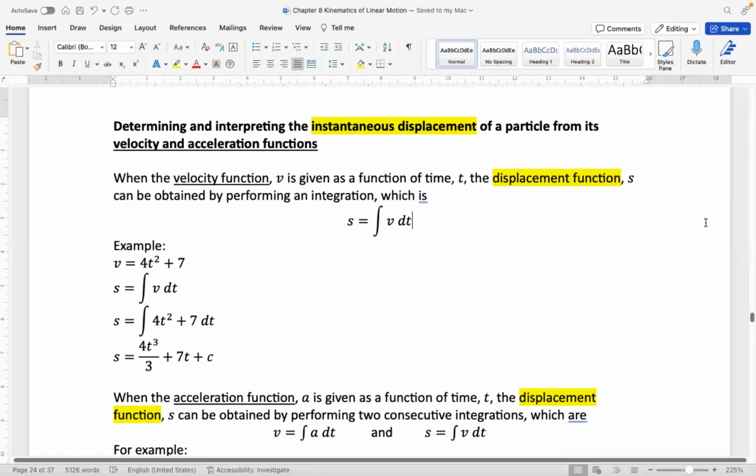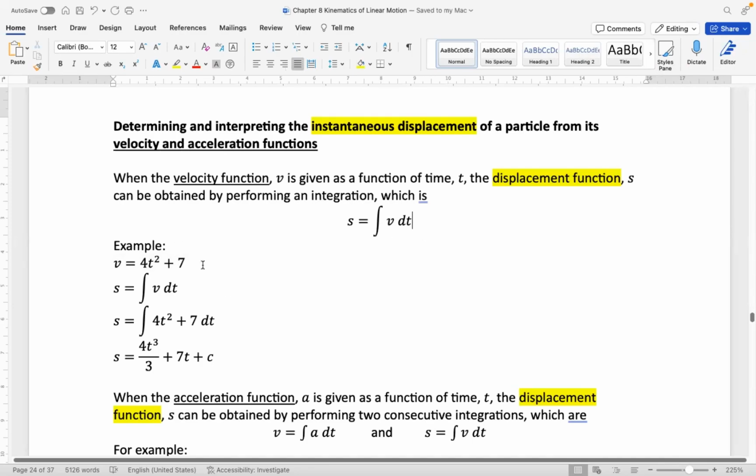Hi everyone, welcome back. In this video, we are going to determine and interpret the instantaneous displacement of a particle from its velocity and acceleration functions. First of all, let's check the first case. Let's say you are given a velocity function and you are required to find the displacement function. Then we have to perform an integration to get the displacement function. s equals integrate v dt.